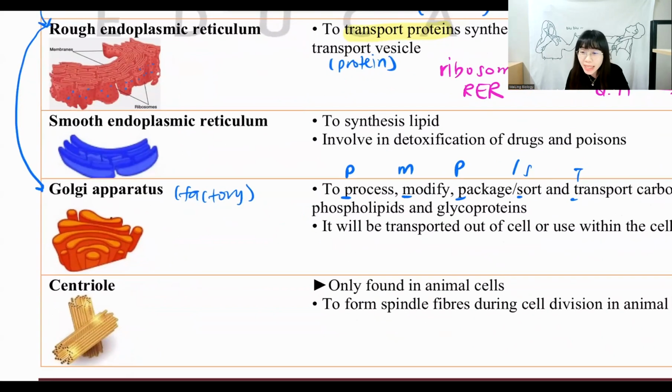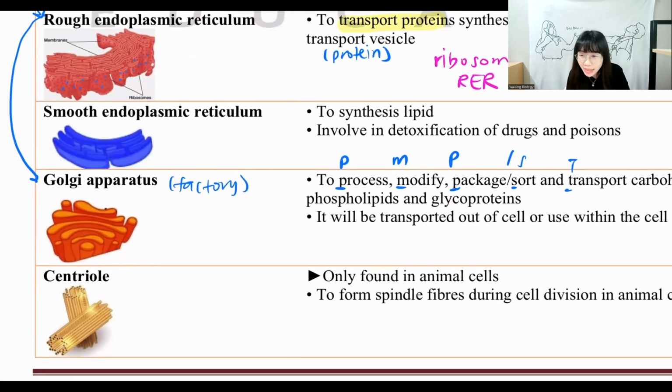What does synthesize mean? Again, just now we learned the word called synthesize, right? Can you tell me what is the meaning of synthesize? Synthesize means what, guys? Just now you learned. It means produce. Very good. Produce. We will use it to produce lipid. Lipid referring to fats. So they will synthesize lipid, produce fat.